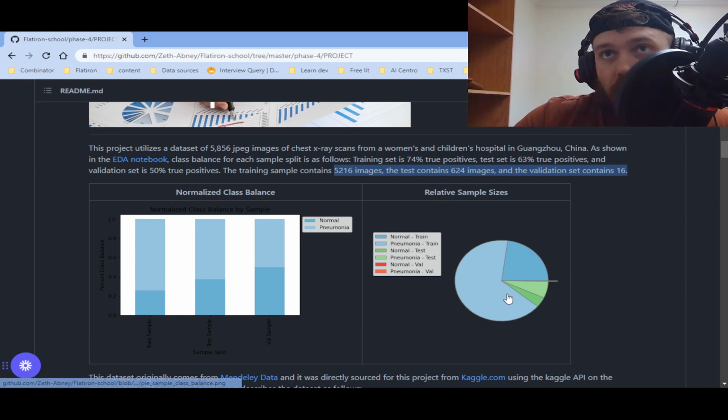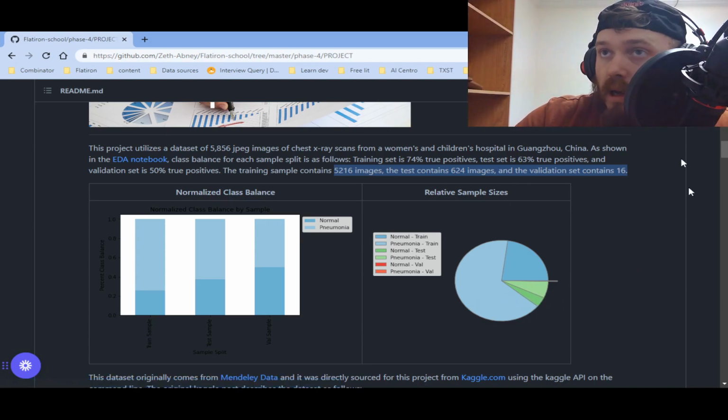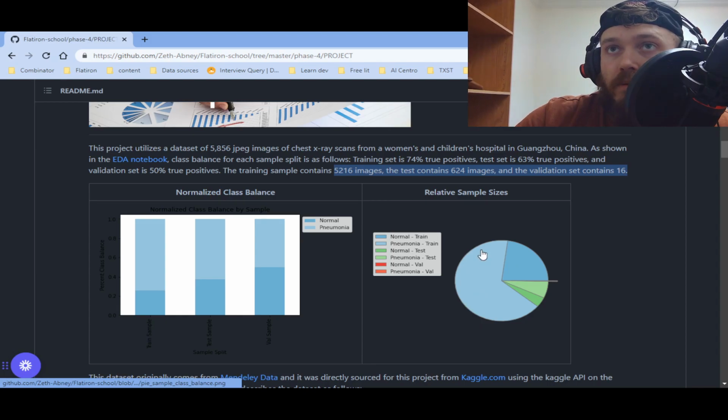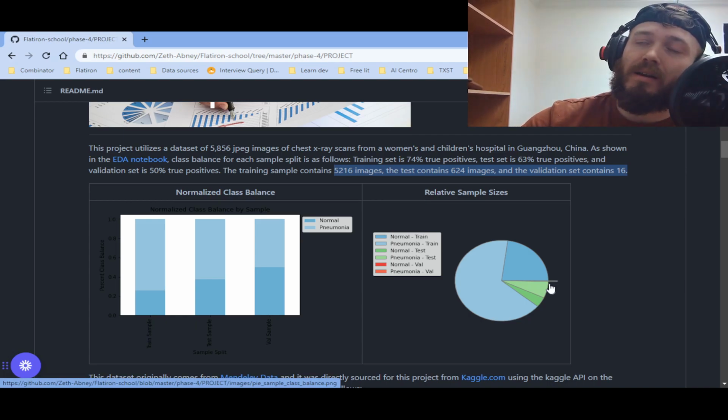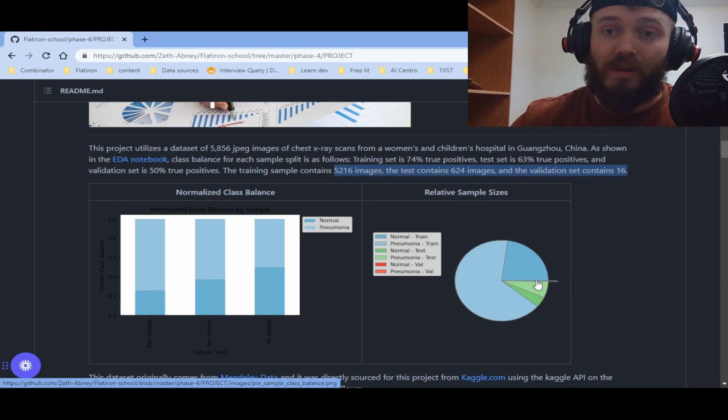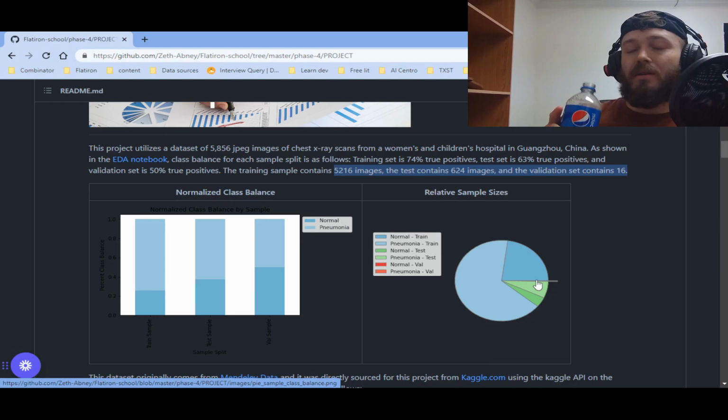This is the class balance and it's not normalized. So the light blue is pneumonia, dark blue is normal, light green is pneumonia, dark green is normal. And you can't see it, but there's the red here, that little deal sticking out. When I was making this graph, I set that to stick out a little bit because that was the only way you could visually see it at all.